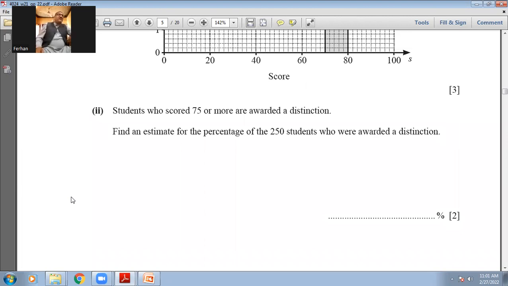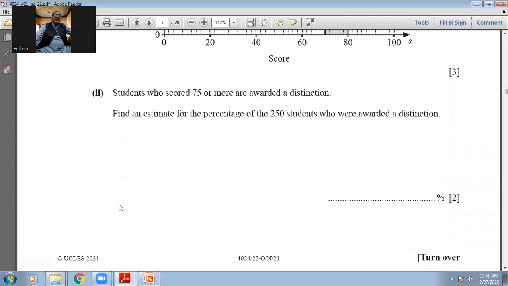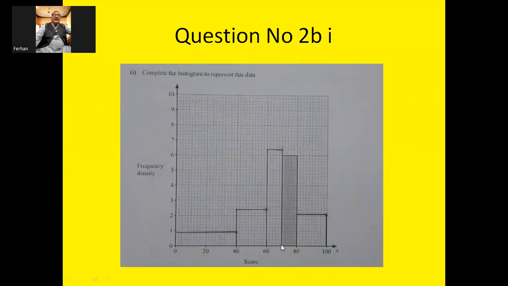The second part is: students who scored 75 or more are awarded a distinction. Find an estimate for the percentage of the 250 students who were awarded a distinction. Okay, so the people who scored more than 75% are awarded a distinction. Let me show you. Here you can see this is 60, this is 70, this is 80. So 75 will be here. So draw a line here for 75.